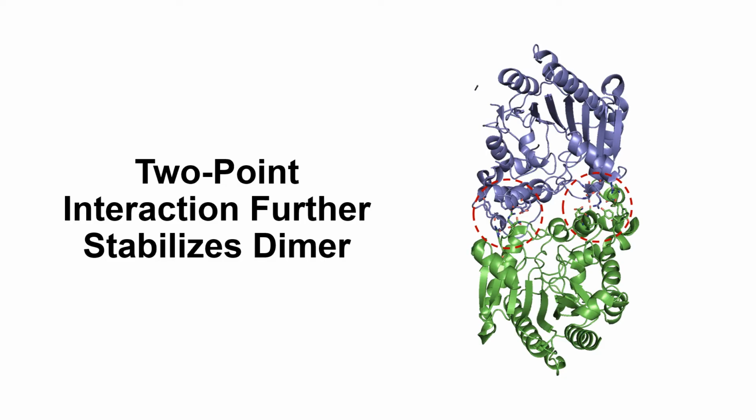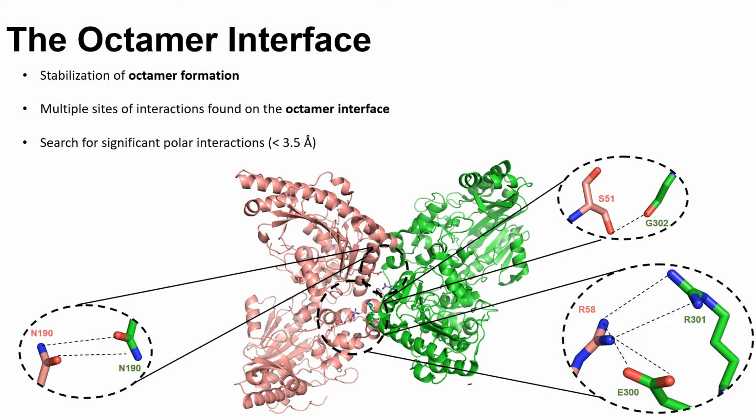The collection of residues that were found on the dimer interface that were thought to be important for dimerization were also found on the other side of the dimer interface. So what this means is that there's a two-point interaction that further stabilizes the dimer. The octamerization of creatine kinase occurs between the combination of 4 different dimers. Thus, disrupting the octamer interface would yield the dimeric creatine kinase.